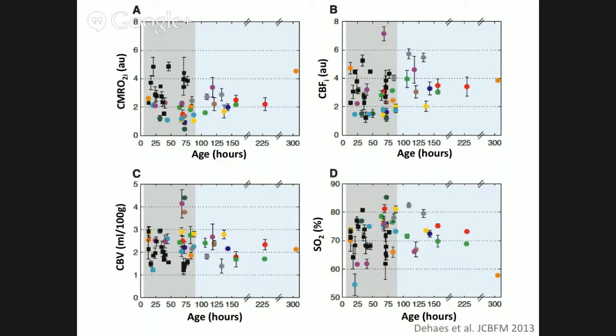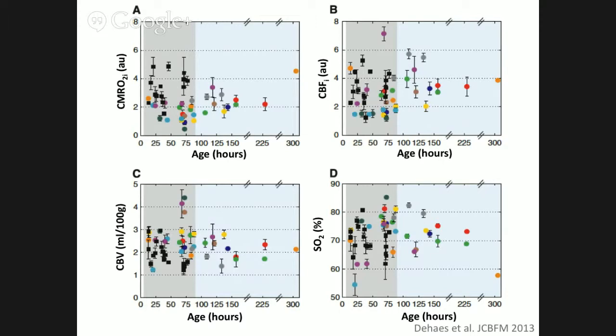So to this end, my colleagues here with Ellen Grant have looked at 10 neonates with moderate to severe hypoxic ischemic encephalopathy treated with hypothermia, and they compared them to 17 healthy controls. So the patients with HIE are shown in color, and the normal controls are shown in black. And here I'm plotting CMRO2, CBF, CBV, and SO2 versus age. So the gray shaded region, which you can barely see here, is where they're cooled. So you'll notice we didn't catch many infants before they're cooled. It's a crazy time for the parents to be asked to consent at that time point.